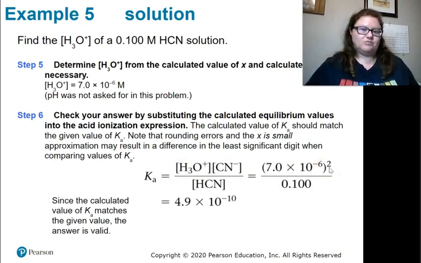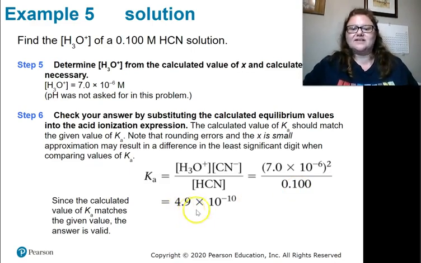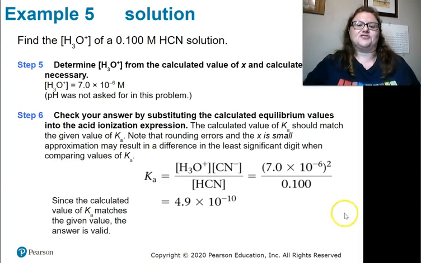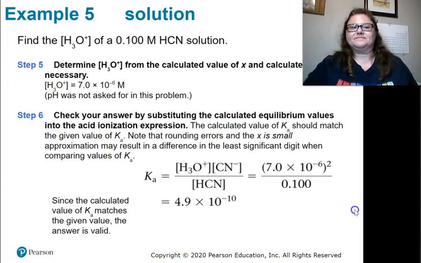And we were told in the problem what our concentration of the HCN acid was. So we put that in the bottom. And when we simplify, we get 4.9 times 10 to the negative 10. Since this Ka matches the given value, we figured it out correctly. Again, step 6 is a check. It's not necessary to do for every problem. So if you'd like to try it, this is how you would do it.